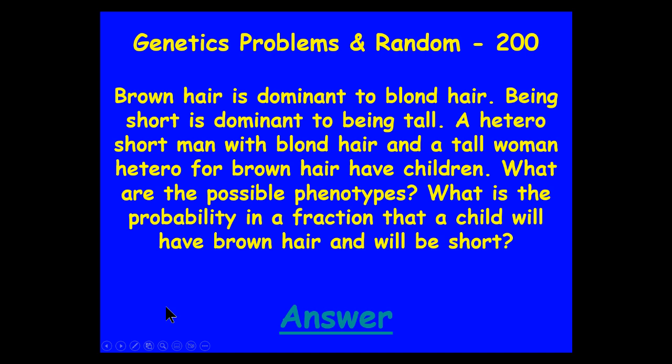Okay, 2 trait cross problem. Brown hair is dominant to blonde hair. Being short is dominant to being tall. A heterozygous short man with blonde hair and a tall woman heterozygous for brown hair have children. What are the possible phenotypes? And what is the probability in a fraction that a child will have brown hair and short?